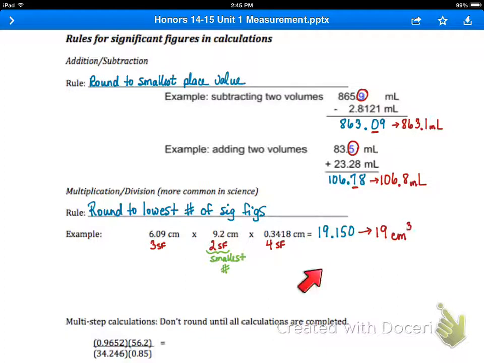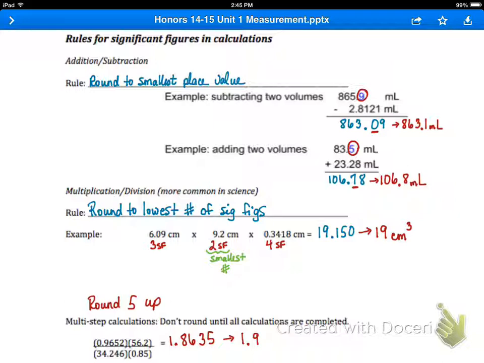So after we do all the calculations, put everything into your calculator, look at your answer and say, okay, I've got to round to 2 sig figs. I'm going to round that to 19. Round 5 up. We don't use any fancy statistics for rounding.